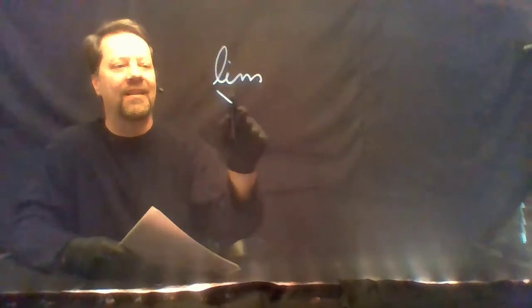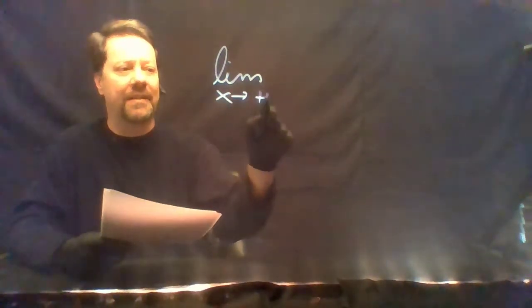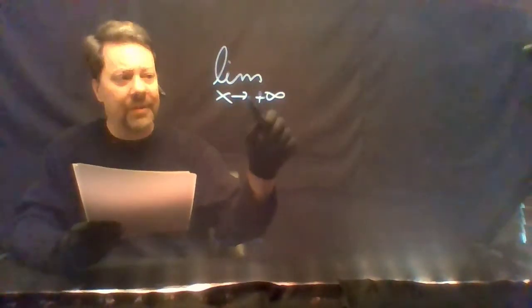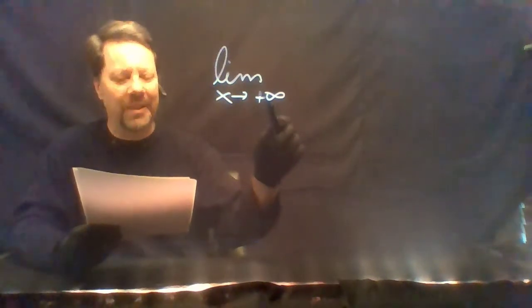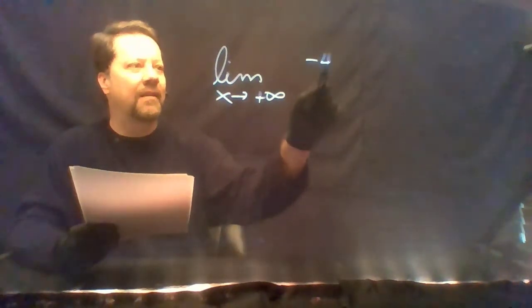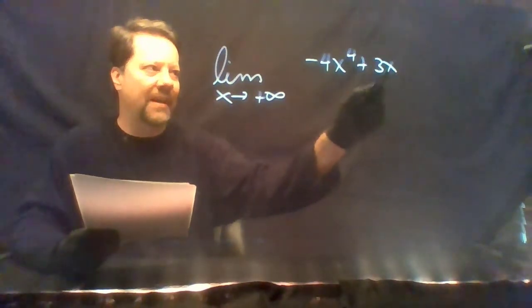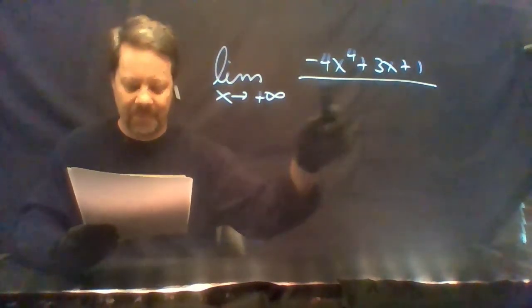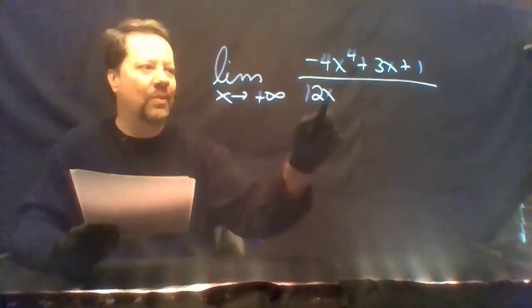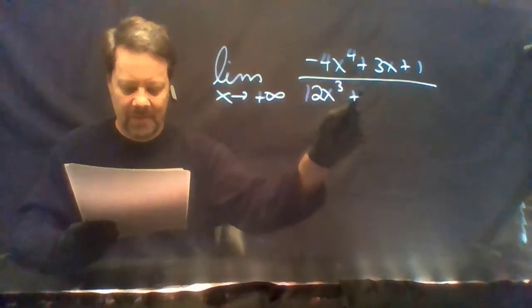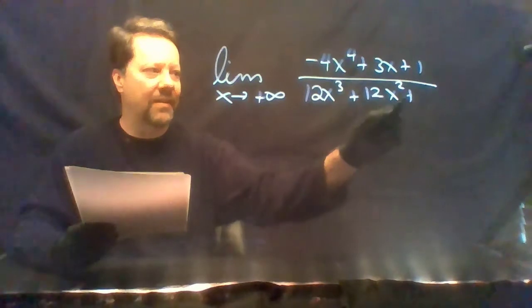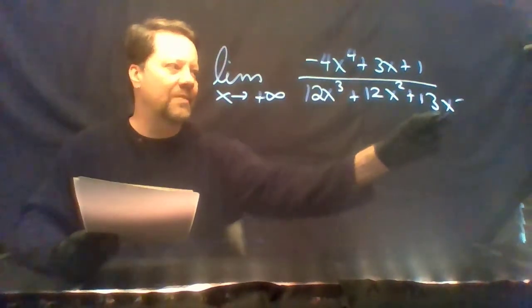On our next problem, we have the limit as x goes to positive infinity. I don't think I wrote the positive, but you may interpret it that way. Negative 4x to the fourth plus 3x plus 1 all over 12x cubed plus 12x squared plus 13x minus 9.